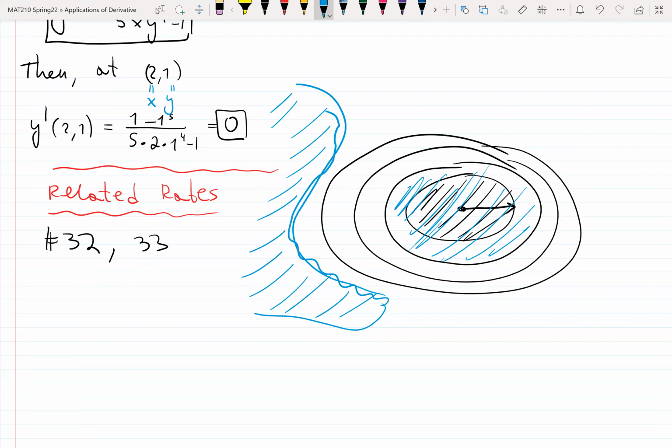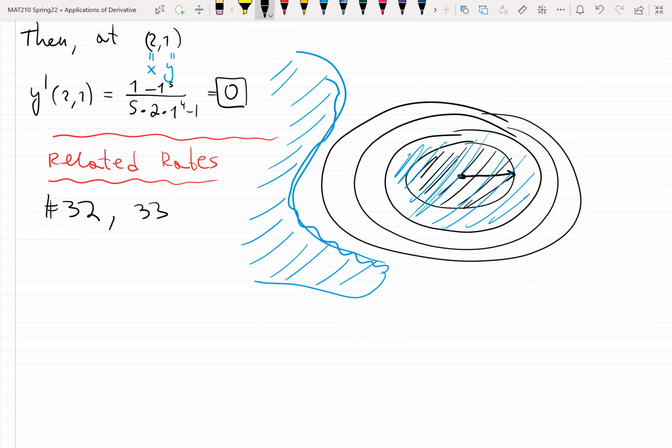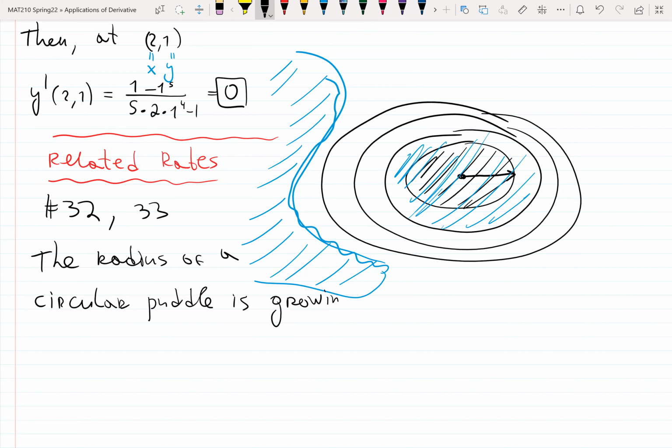In this case, it's the radius of the circular puddle. So they say the radius of a circular puddle is growing. Why is the puddle growing? Okay. At a rate of 5 centimeters per second. Okay, growing means increasing, right? Derivative is positive. Remember that.